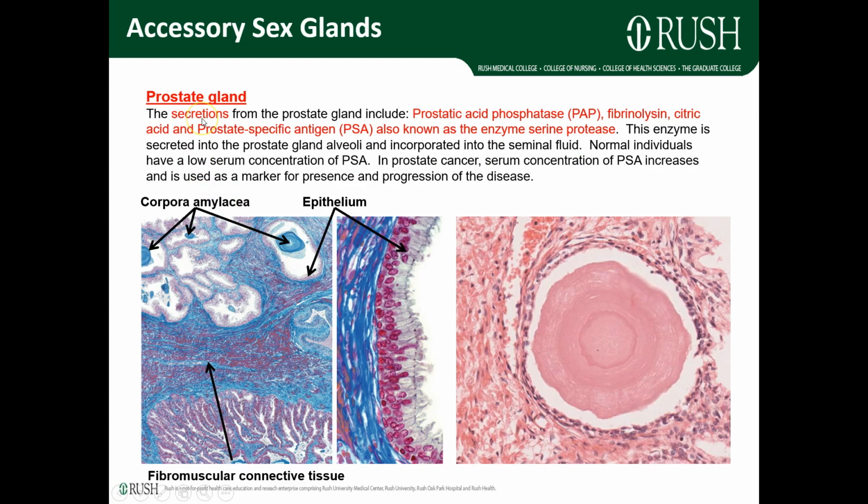So the secretions from the prostate glands include the prostatic acid phosphatase, fibrinolysin, citric acid, as well as prostate-specific antigen. And this enzyme is secreted into the prostate gland alveoli, and then it is incorporated into the seminal fluid. Normal individuals have a low level of PSA, but in prostate cancer, the concentration of this could be used as a marker and progression of the disease.